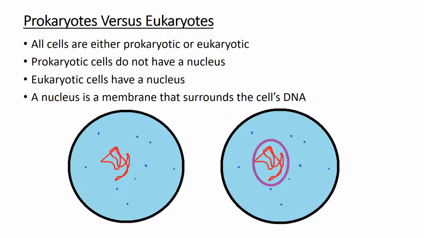All cells are either prokaryotic or eukaryotic. Prokaryotic cells do not have a nucleus, whereas eukaryotic cells do have a nucleus. And all a nucleus is, is a membrane that surrounds the cell's DNA. So if you look at these two images, they're identical images except for the purple oval in the image on the right. That represents the nucleus. You see how it's surrounding the DNA.